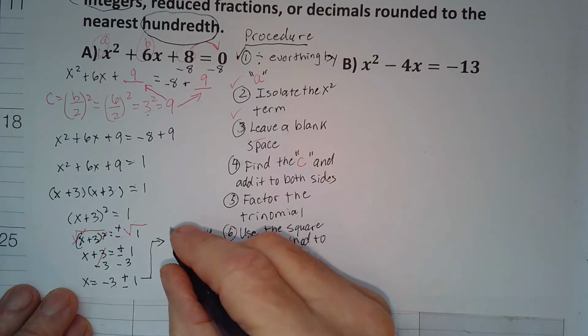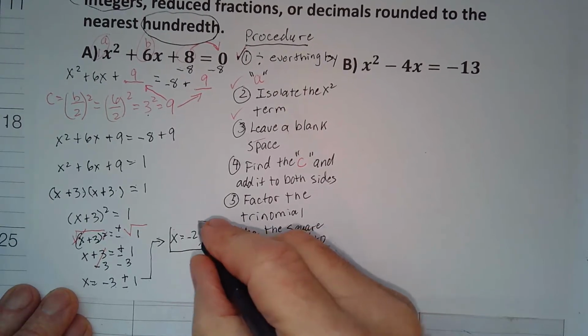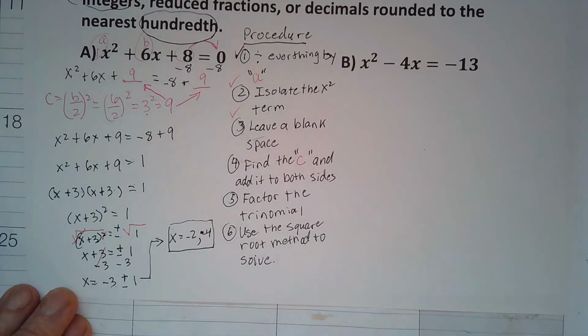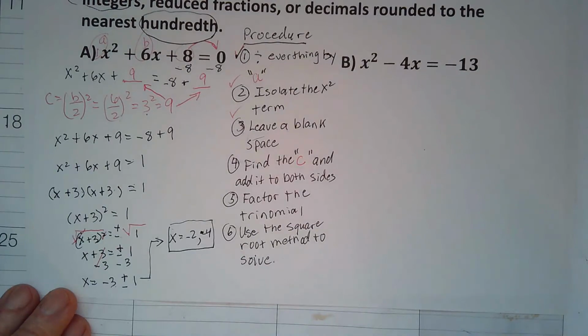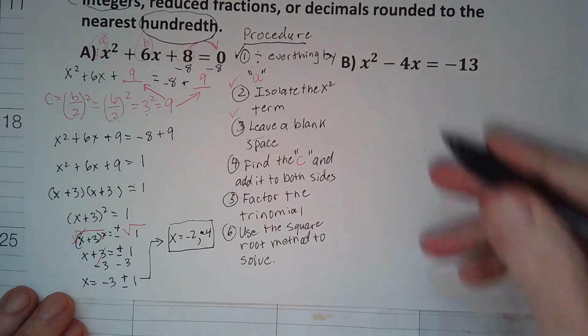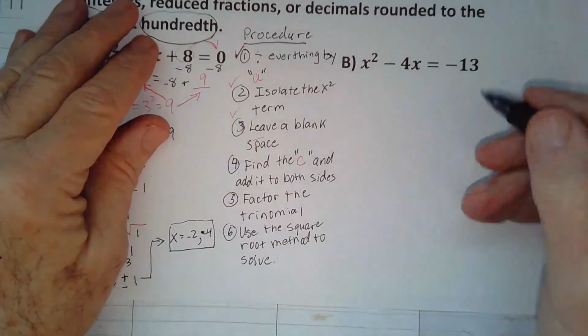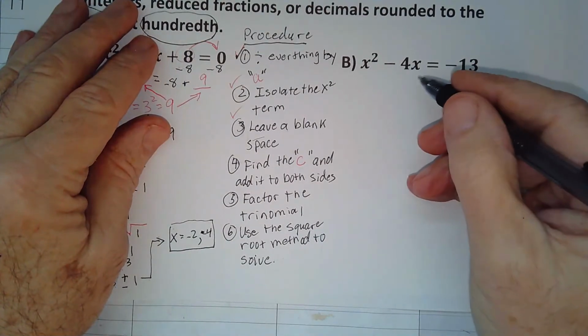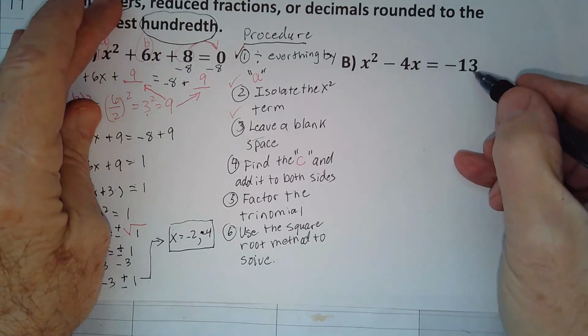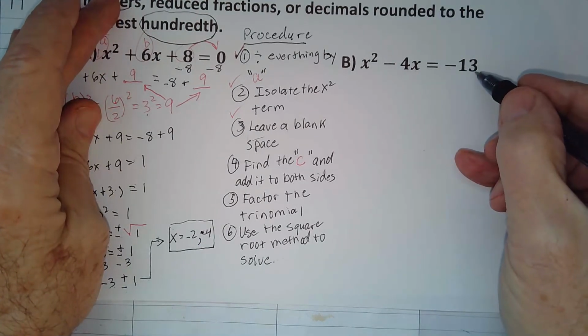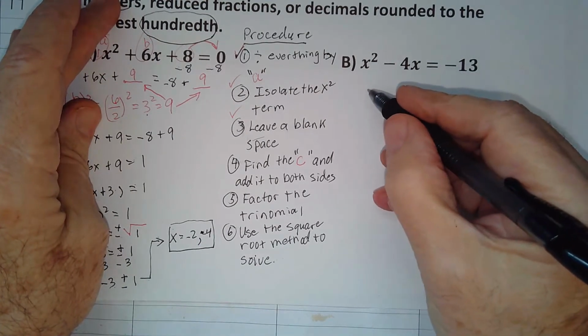Negative 4. So that would be the answer that you would put into IXL. Negative 2, negative 4. Okay? All right, so let's do the same thing over here on the far side. Same exact process. So in this case, the negative 13 is over here already, so we don't have to worry about that.